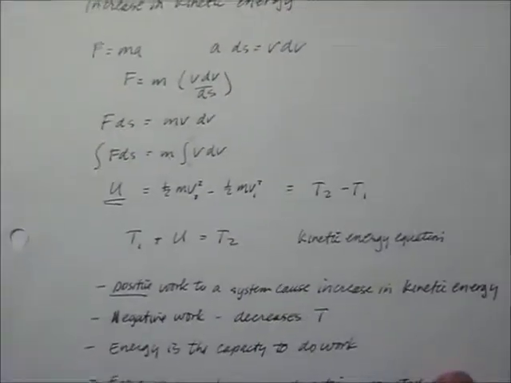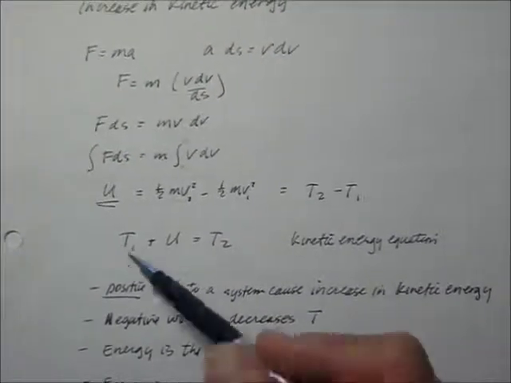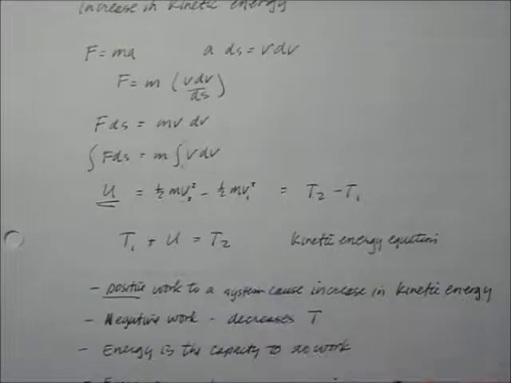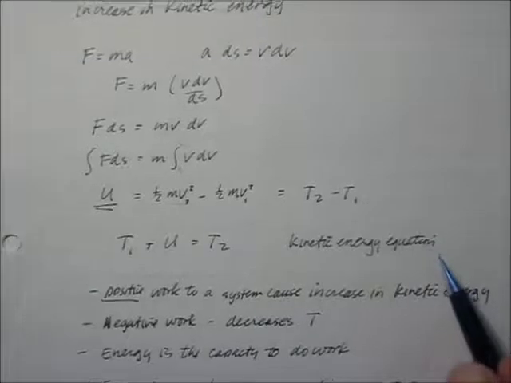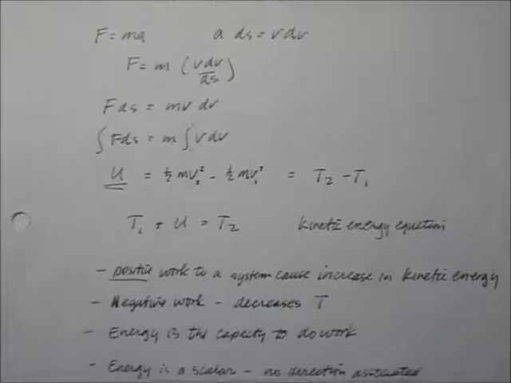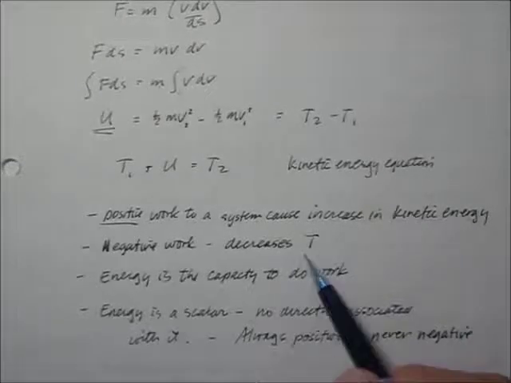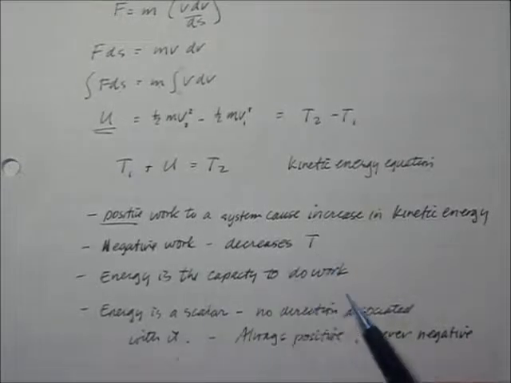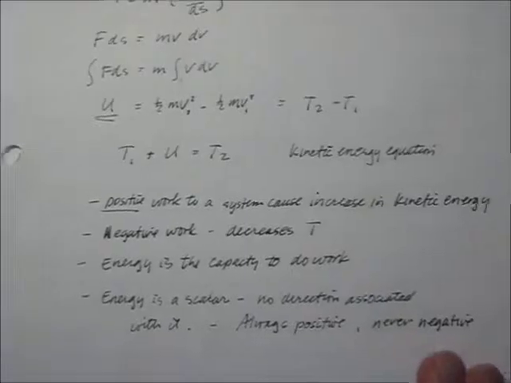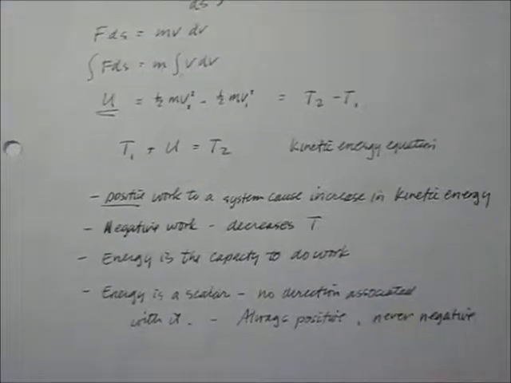All right, now this is called the kinetic energy equation then: T1 plus U is equal to T2. That will be used if only kinetic energy is involved. So positive work to a system causes an increase in kinetic energy. Negative work decreases T. Energy is the capacity to do work. These are probably things you remember.